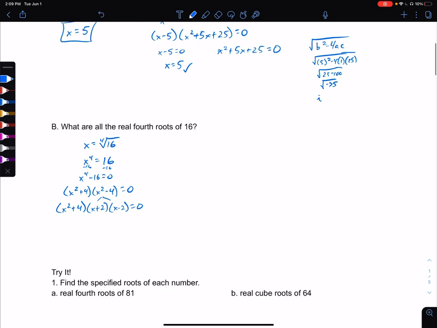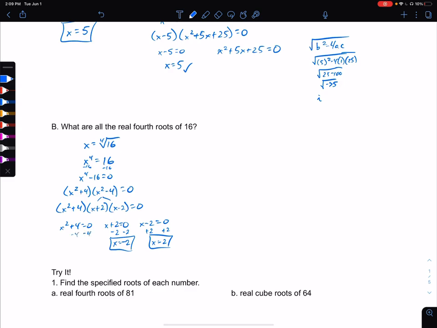That tells me I can take each one of these pieces and set them equal to 0. Let's just move this over a little bit. So here, I'm going to subtract 2, do the easy ones first. So negative 2 is a real fourth root. And here I'm going to add 2, so this would be a positive 2. So positive 2 is a real fourth root.